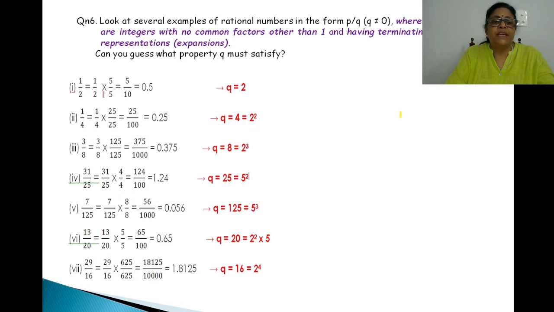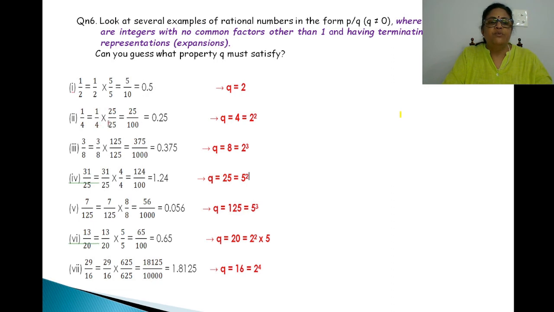So when we are multiplying the denominator by 5, you have to multiply the numerator also by 5. So 1 by 2 into 5 by 5 is 5 by 10. Here the decimal denominator contains 10, so 1 decimal place, 0.5. Next one, 1 by 4.